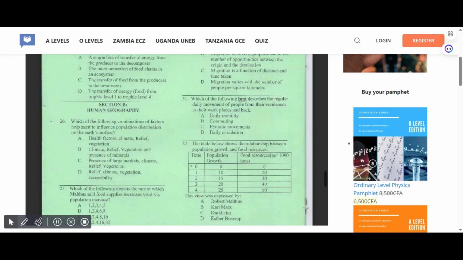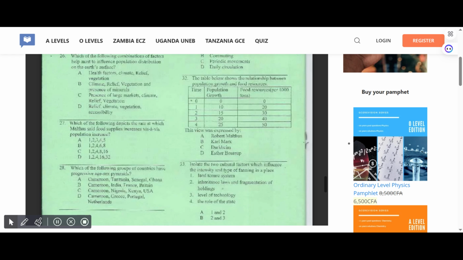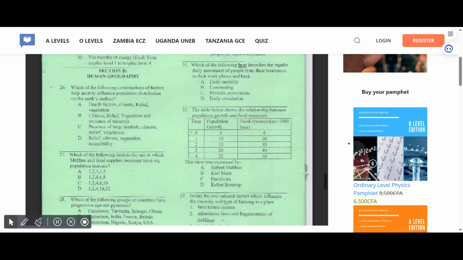Section B, human geography. Which of the following combinations of factors help most to influence population distribution on the Earth's surface? Correct answer is B, which is climate, relief, vegetation, and presence of minerals.